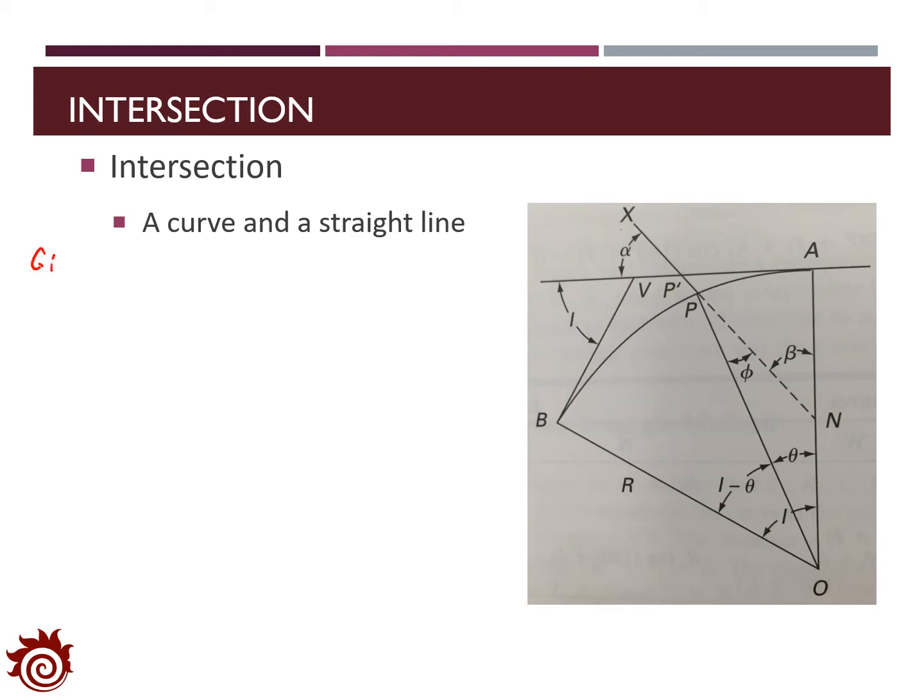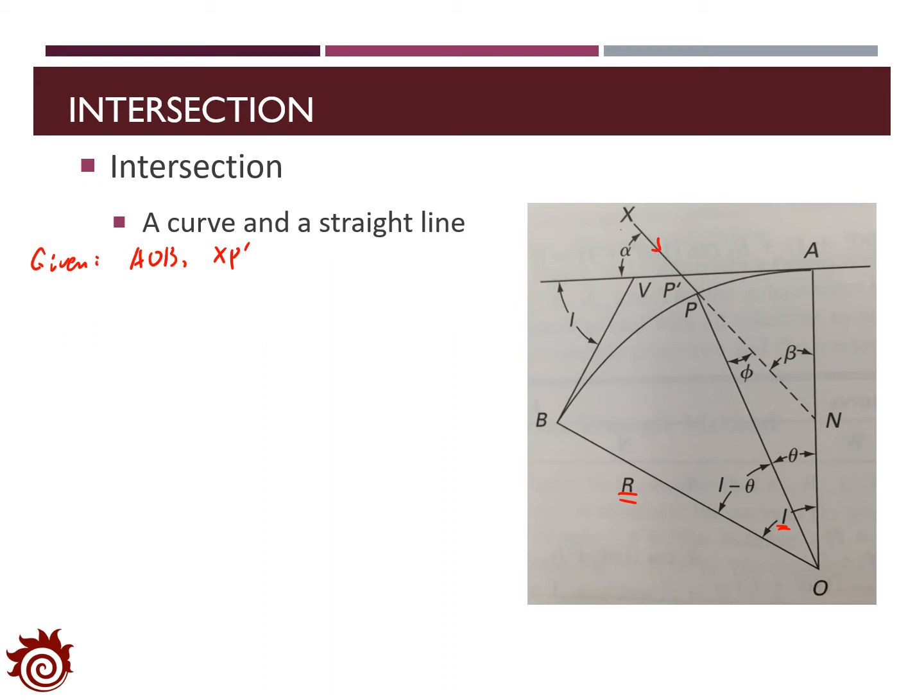That is, we are given the whole curve AOB, so we know the radius of the curve and the intersection angle. Also, we are provided with the information about the straight segment XP prime.